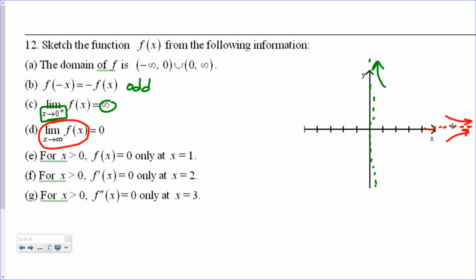All right, let's look at letter E. Letter E says on the right side of the graph, f of x is equal to 0 only at one point, and at that point it's going to be x equals 1. So what that means is my y is equal to 0 only at one point. That's an x-intercept, right? When y equals 0, that's an x-intercept. When x equals 0, that's a y-intercept. That means only at x equals 1. So here I have an x-intercept, and that's my only x-intercept. Everybody good so far?